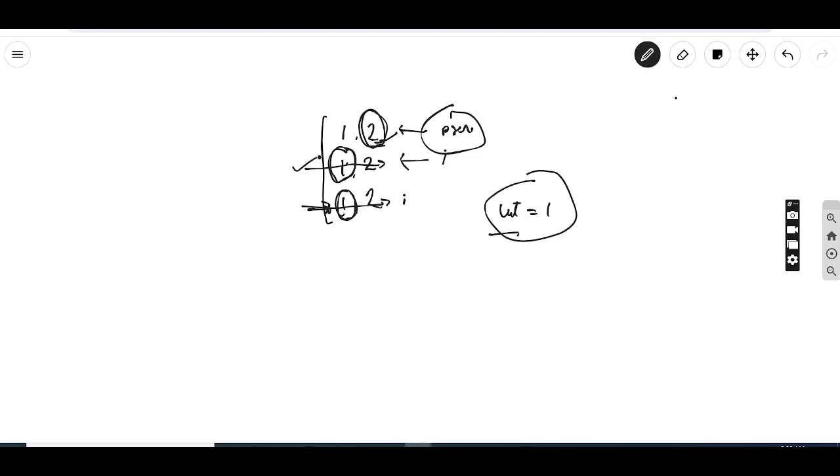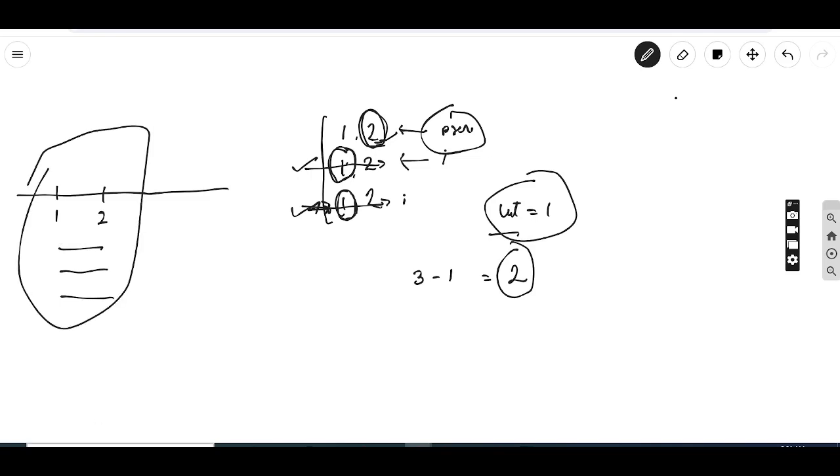We neither incremented count here nor here, so the count is still 1. That means n is 3, the total intervals, minus the number of non-overlapping intervals, which is 1. That means 2 is the number of overlapping intervals, which is indeed the case. If we plot the things on the number line, the first interval is this, the second interval is this, the third interval is this. So the answer is 2.